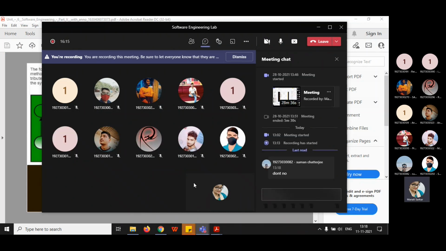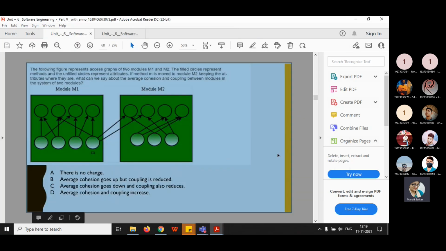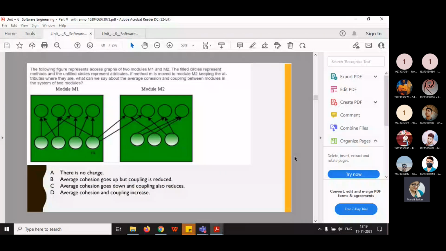Don't know? Any guesses? Okay, I know you don't know, but still give any guesses. I'm going to explain the logic behind this. Can you try whether you are able to do it or not, among the four options A, B, C, D?